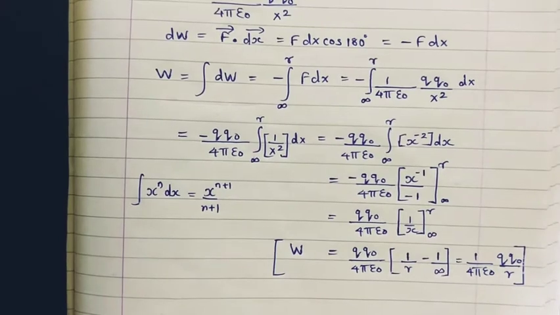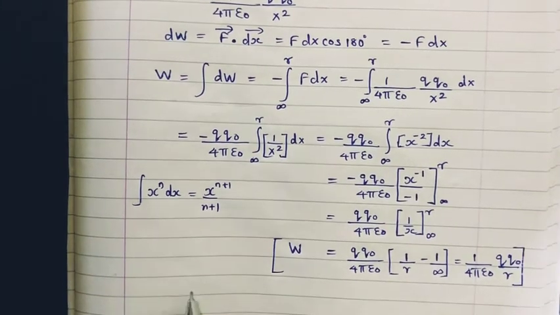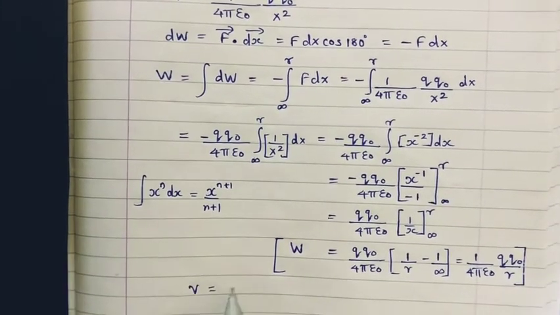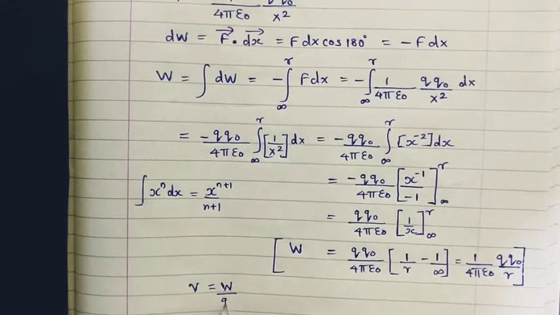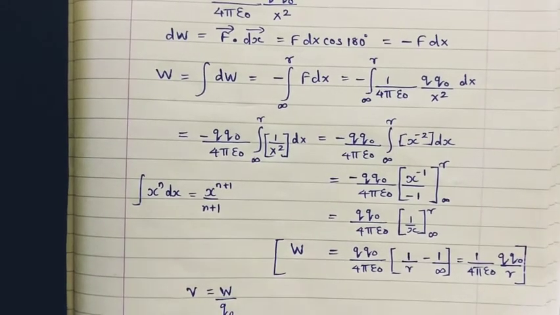So hence the work done in moving a unit test charge from infinity to point P, or the electric potential at a point P, is given by what? The electric potential by definition is given by the work done in getting that charge from infinity to that point divided by the magnitude of that charge, that is q naught. Correct? This is by definition.